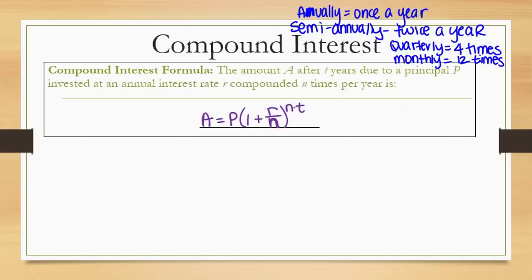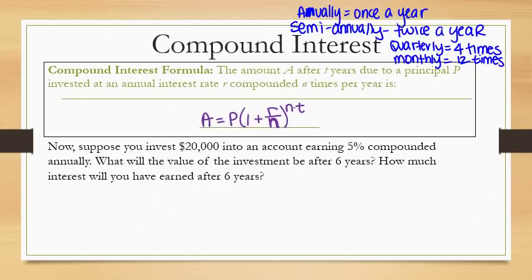So let's look at an example of this. Suppose you invest $20,000 into an account earning 5% compounded annually. So it's the same scenario that we saw with simple interest, but now instead of the interest being done with the simple interest formula, we're going to be compounding our interest. What will the value of the investment be after 6 years?